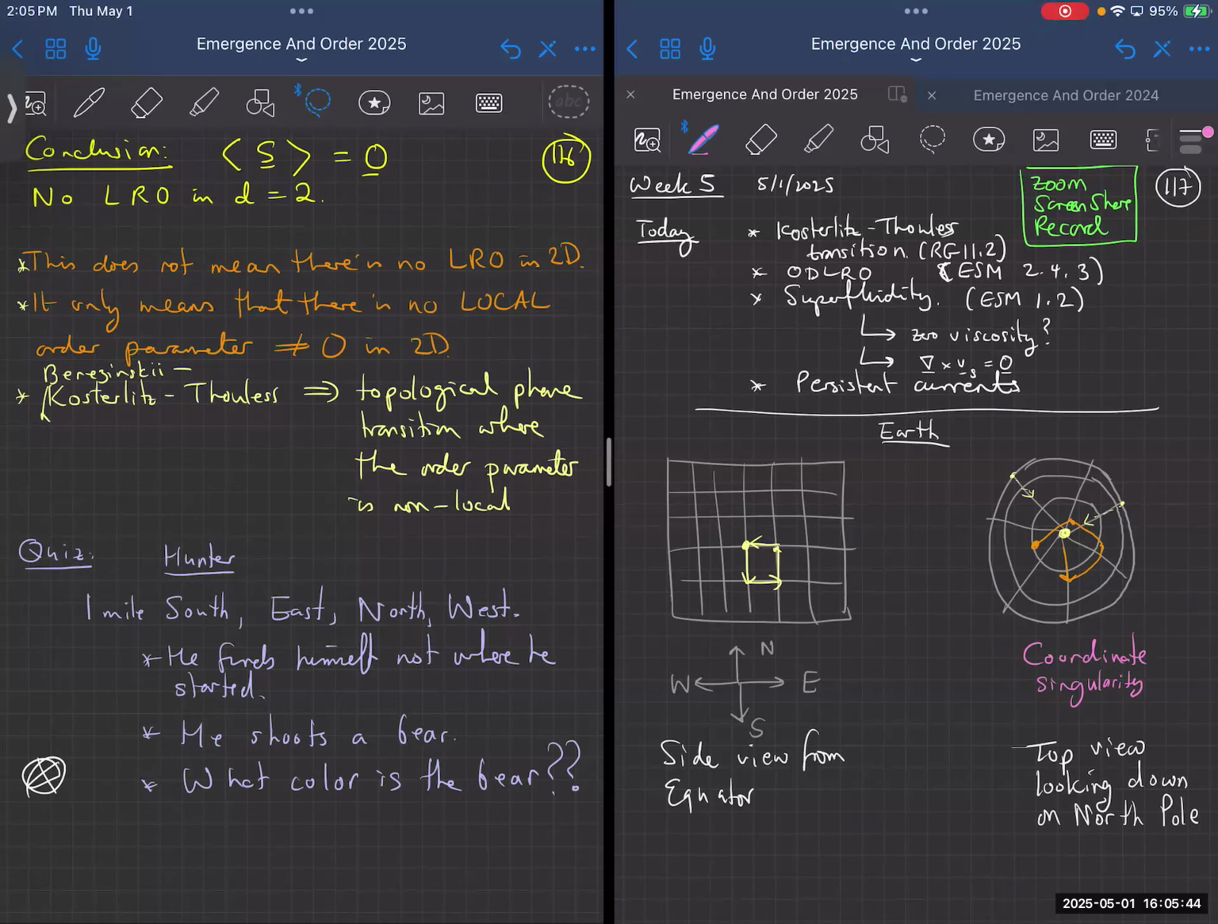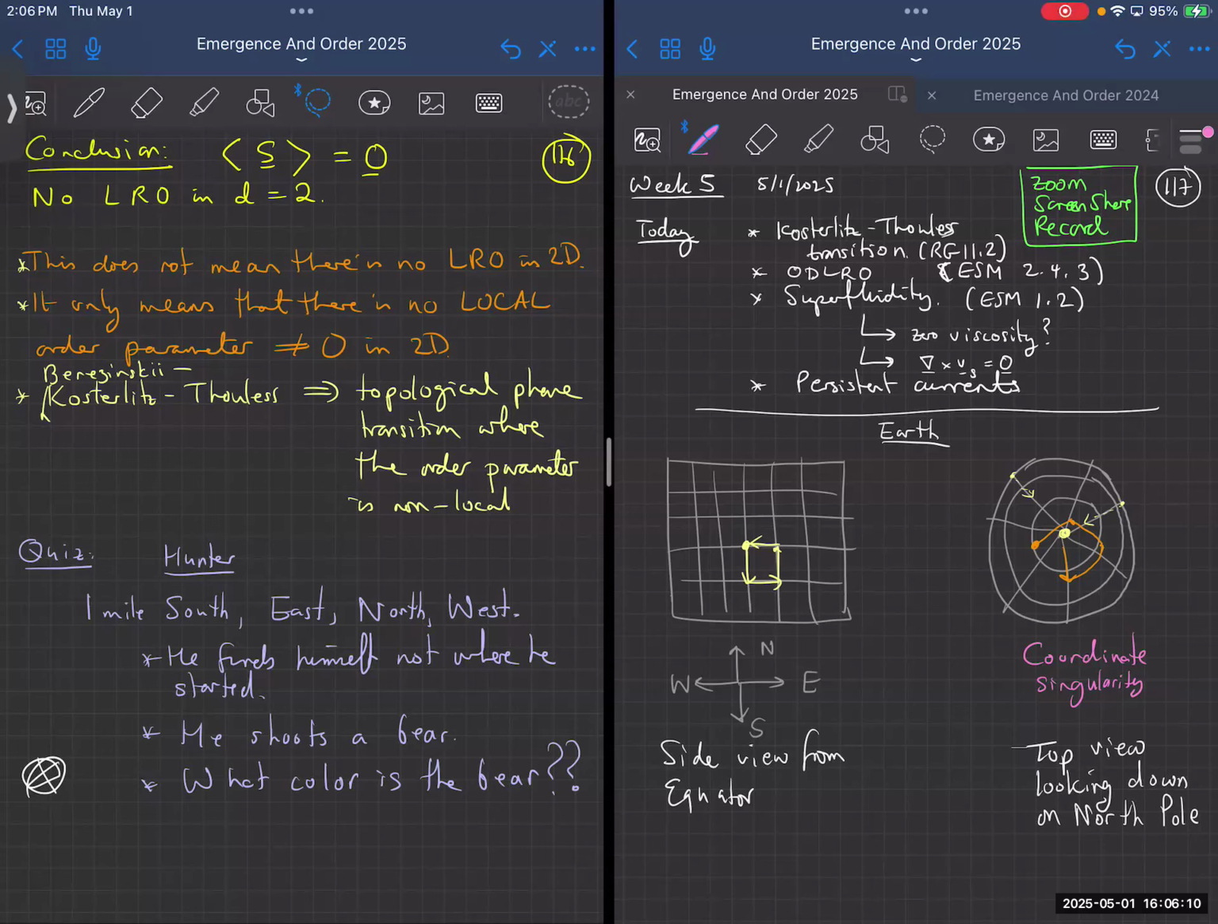If I'm here in San Diego and I ask which way is south, I just look on my compass and say it's that way, whatever it is. On the North Pole, every way is south. So we have a coordinate singularity there, and the color of the bear is white because it's a polar bear, and polar bears live at the North Pole. So that's the answer to the riddle.